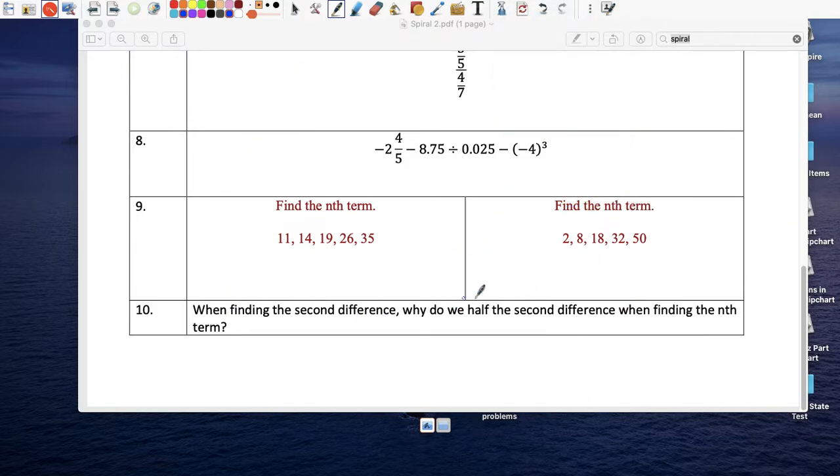When finding the second difference, why do we use it when finding the nth term? Well, remember I said in class, the quadratic sequences are in this format.